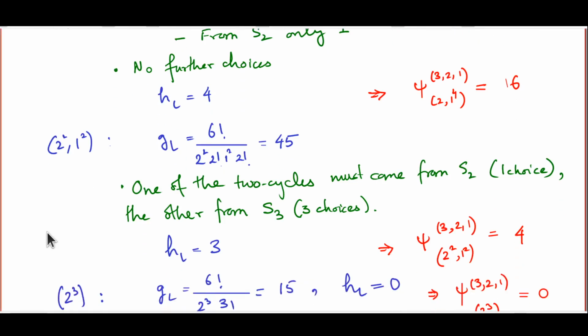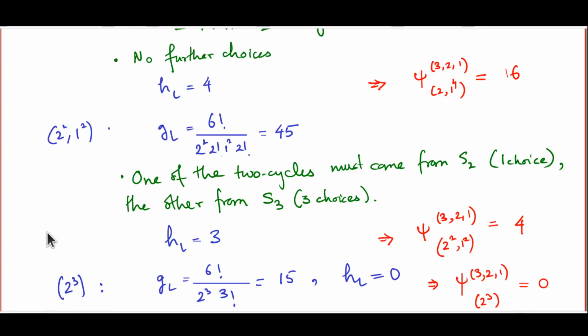Our next class has three 2-cycles. This has a GL which you can easily calculate using 6 factorial, that is n factorial divided by 2 cube into 3 factorial, which works out to be 15, but this calculation is a bit of a waste, because here we are demanding our permutations each to have three 2-cycles. Now, in the subgroup that we are considering right now, we have an S3 and S2 and an S1. And S1 simply cannot have a 2-cycle. And there is no way you can fit three 2-cycles into this subgroup. Therefore, HL is simply 0, and our corresponding compound character is just 0.